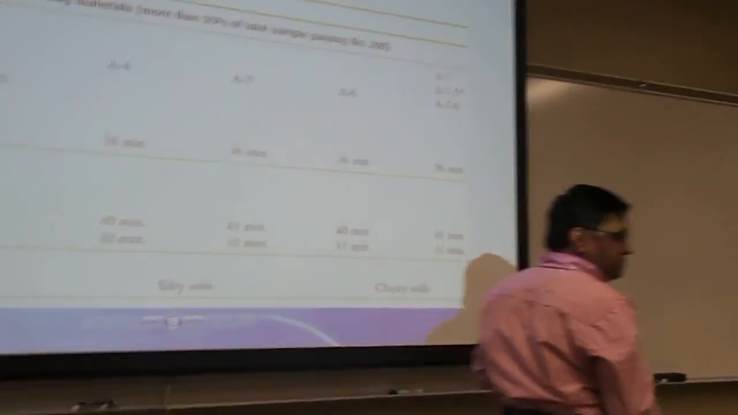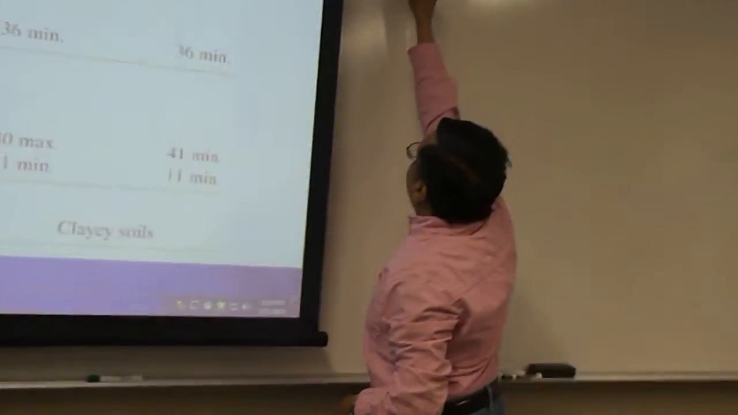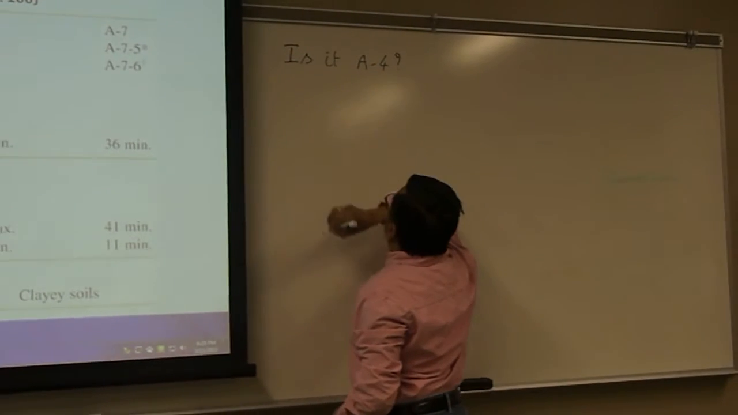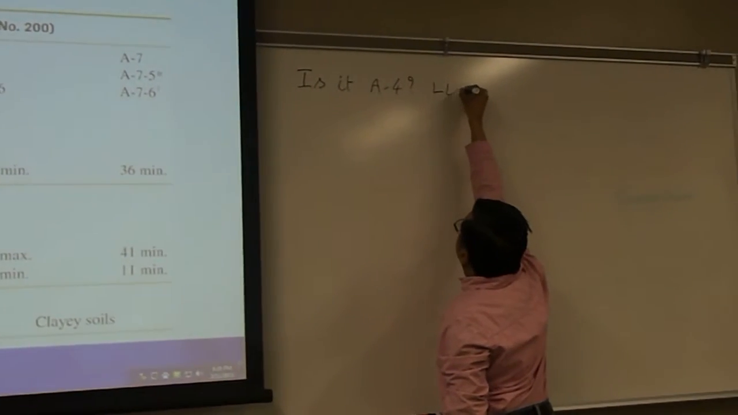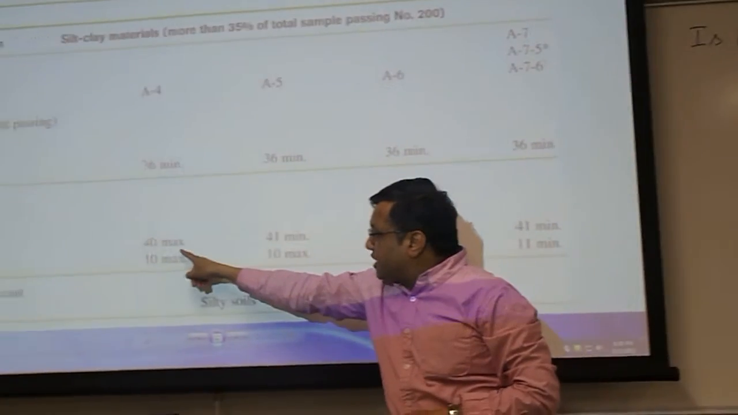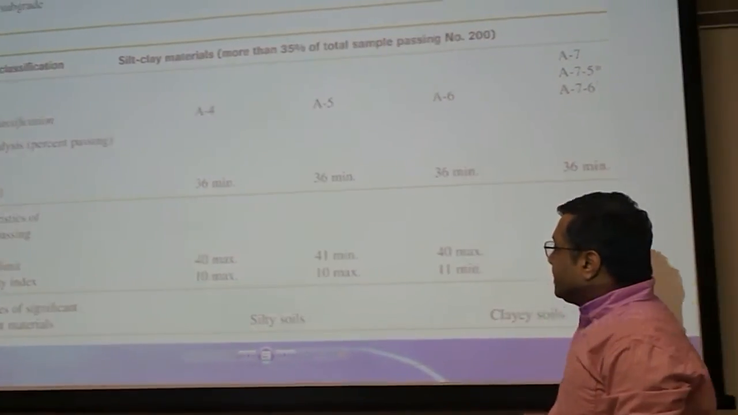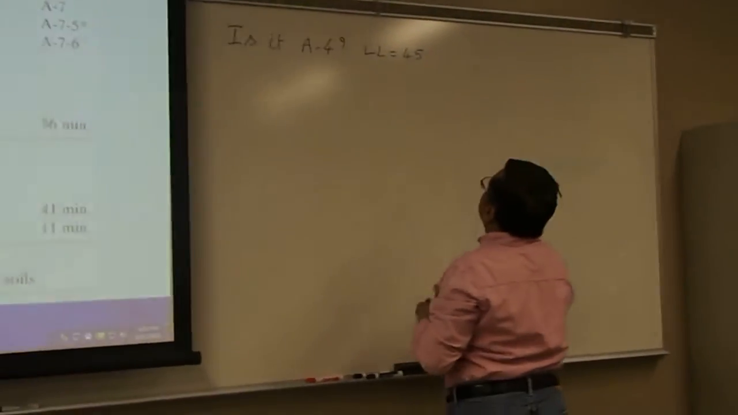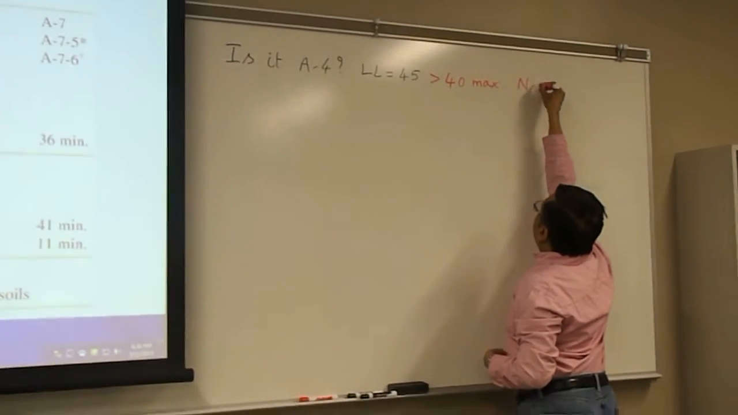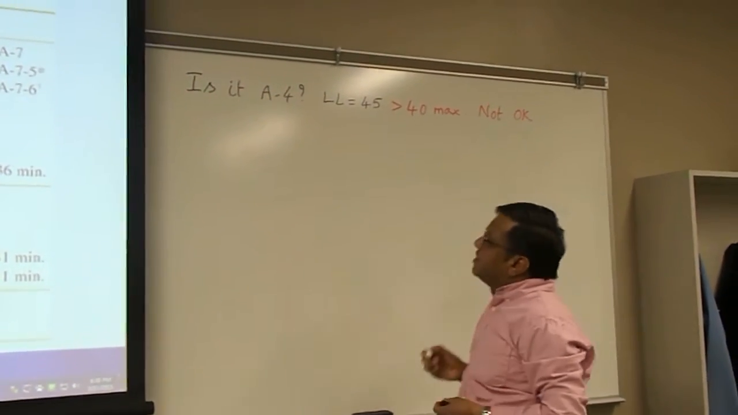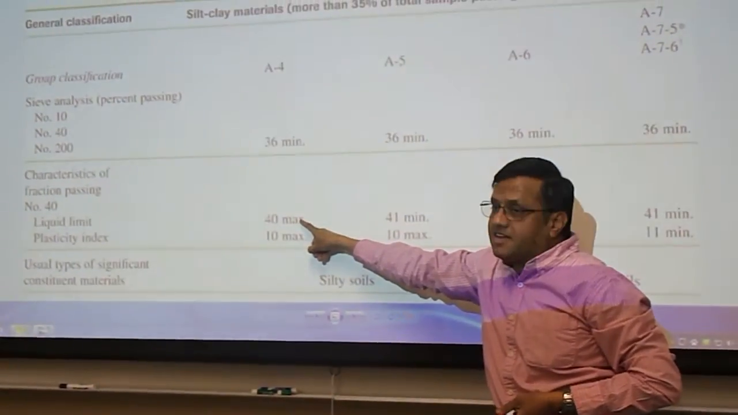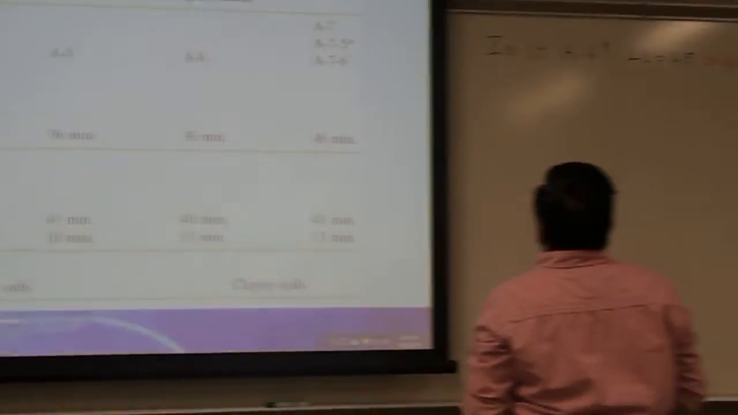So let me write it here. So we are going to ask, is it A4 by comparing the liquid limit 45 with the number given there. So we need to compare it with this value given there. So this is more than 40 max. So this is not okay. So we need not check the plasticity index criterion because this criterion has itself failed. So it is not A4.